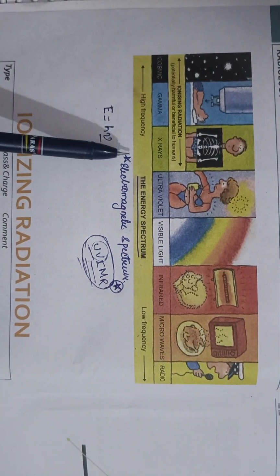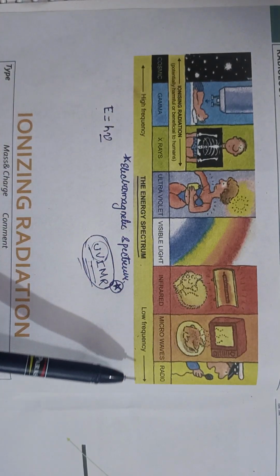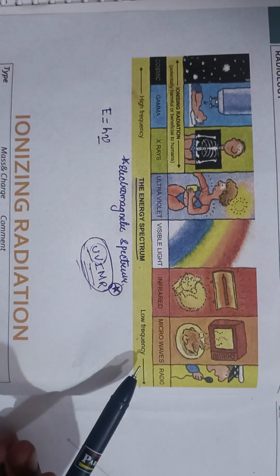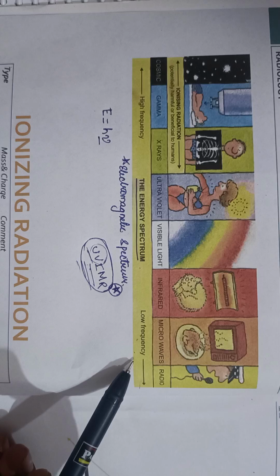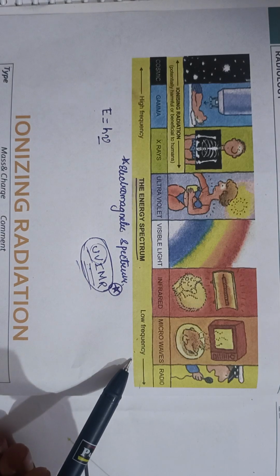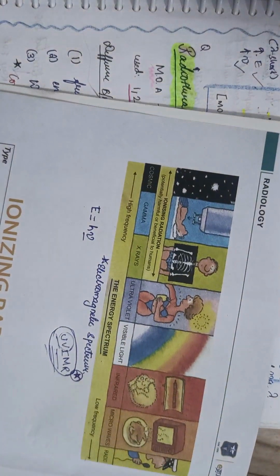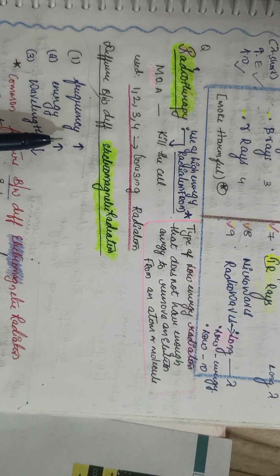Now, this side has a high frequency. As we come toward the right side, there is a low frequency. When I say this is a low frequency, you need to understand it's a low energy and high wavelength. So those are the basic points. And the next important aspect is, when the frequency increases, the energy increases and the wavelength decreases.